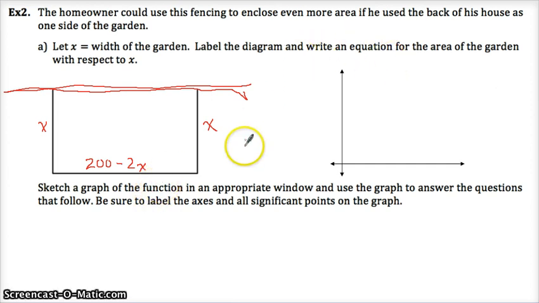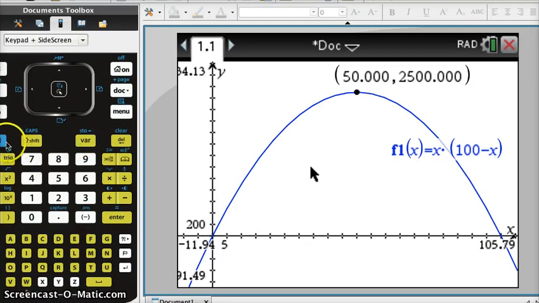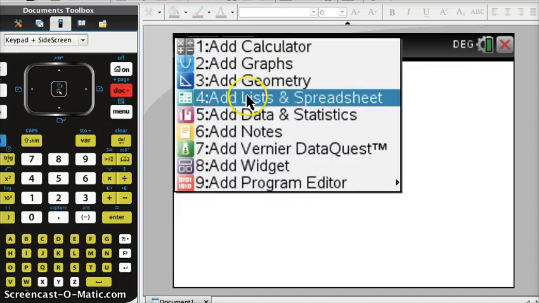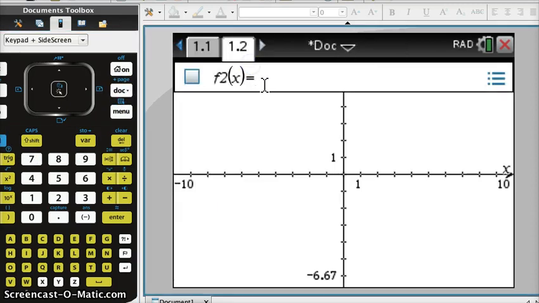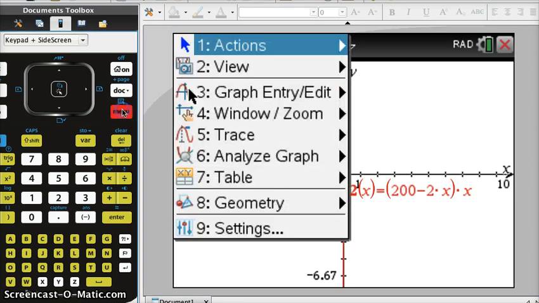Well, the area now is going to be (200 minus 2x) times x, and you could make a graph of that. What I would do over here is I wouldn't spend too much time erasing all that stuff. I'd just make a great big new one. And so this is supposed to be 200 minus 2x times x. Good enough.